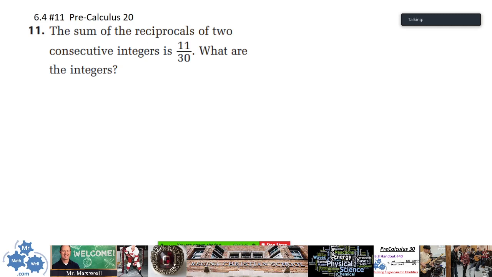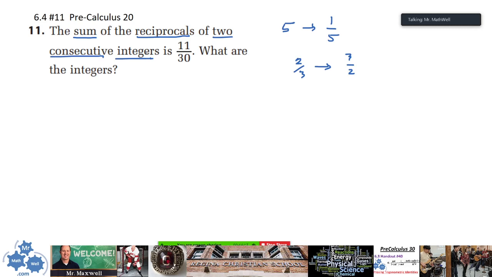The sum. There's a few things we need to know what they mean, right? The word sum means addition, okay? We're going to add. The sum of the reciprocals. Reciprocals means if you have a 5, the reciprocal of 5 is 1 over 5. If you have the fraction 2/3, the reciprocal is 3 over 2. So it's literally the exchange of the denominator with the numerator. You switch them. Reciprocal.